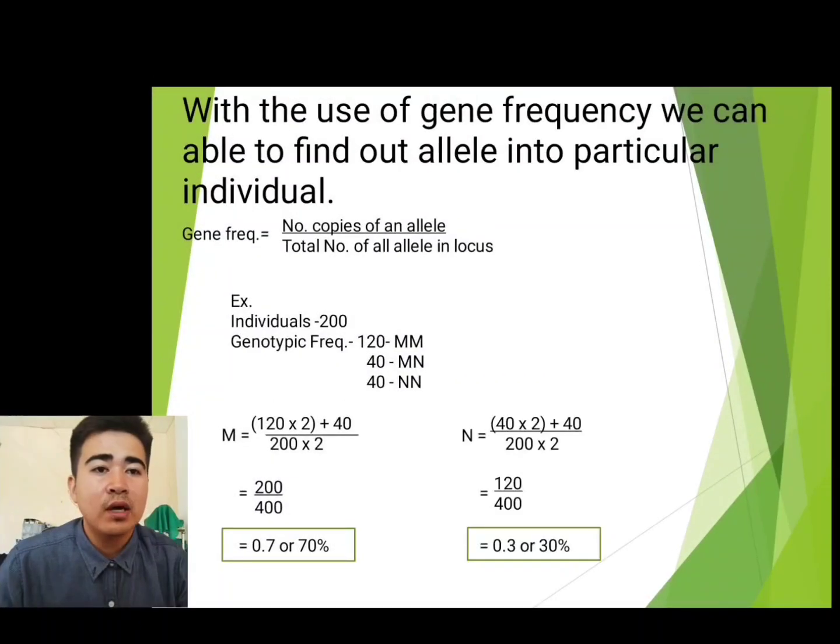And to get the frequency of the recessive allele, N equals 40 times 2 plus 40 equals 120. Then 200 times 2 equals 400. Then 120 divided by 400 equals 0.3 or 30%.